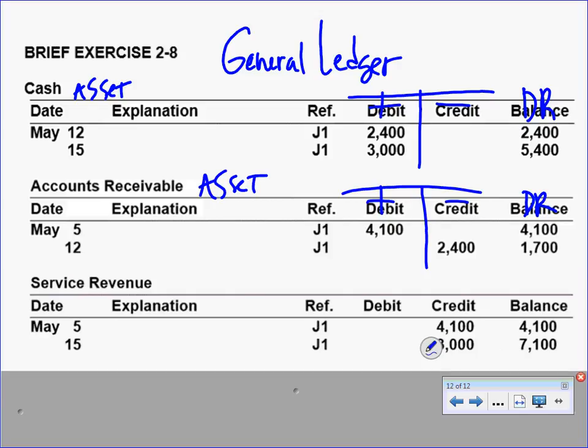Okay, down here, service revenue. It technically is under the revenue umbrella. Okay. However, it impacts owner's equity. Now, things are different on this side. A debit is a decrease, a credit is an increase. Why? Because we've left the left side of the T and we've moved to the right side of the big arrow T. And this has a credit-based balance.